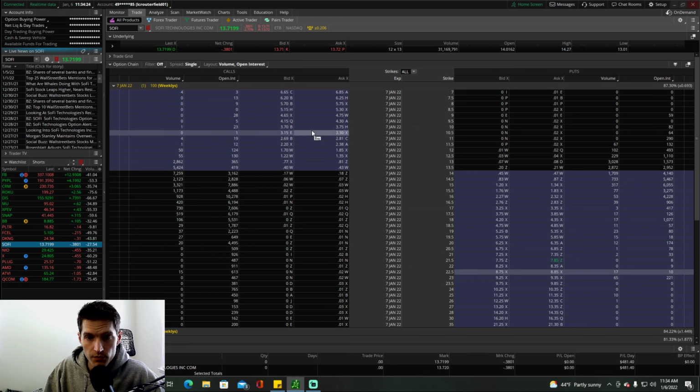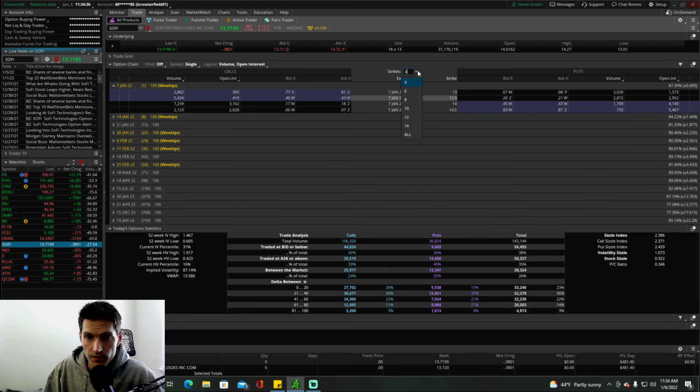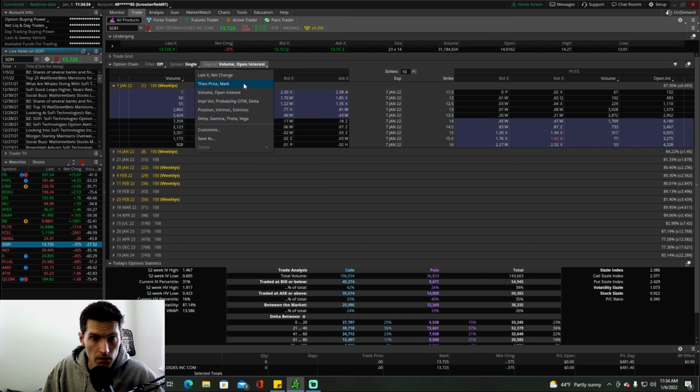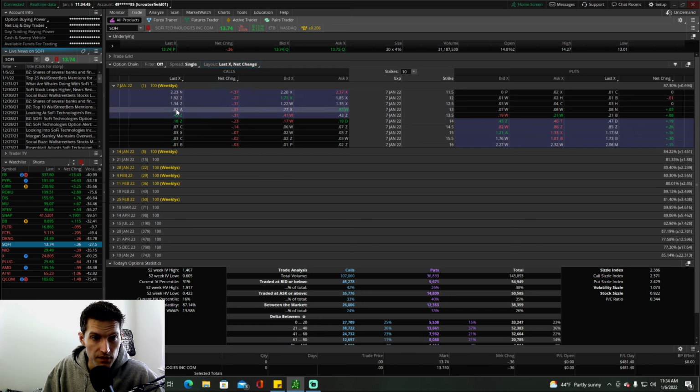So you're going to see once you expand it, you can use this button right here to show you however many options you want for this particular expiration. Also, you can use this drop down menu here to look at different things about the option. I like to look at this, the last price the option was traded for.